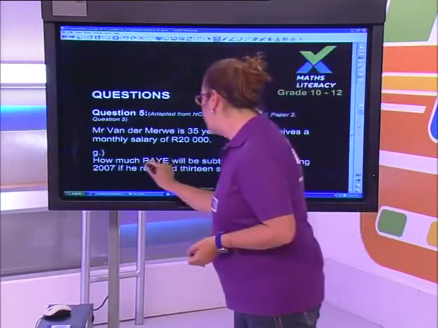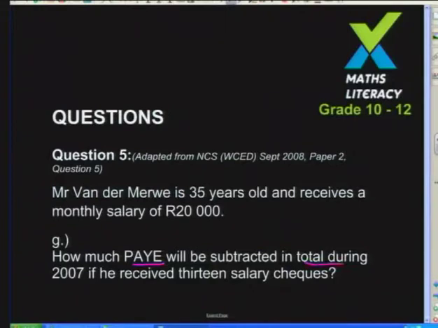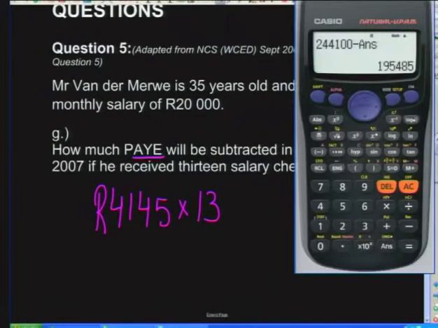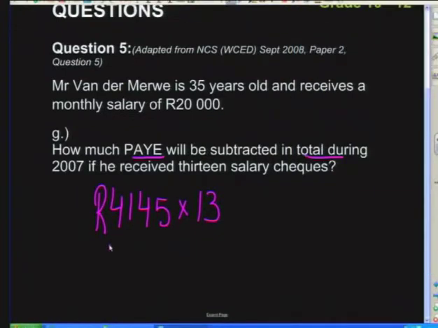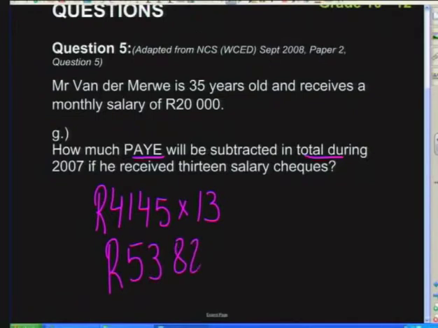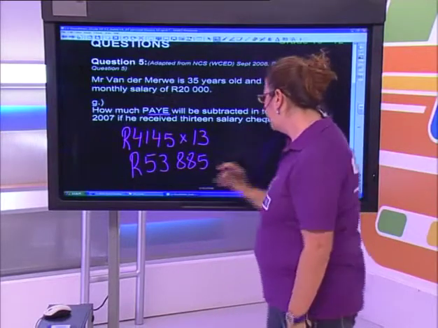Next part of the question is, how much PAYE will be subtracted in total during 2007 if he received 13 salary checks? Well, we're going to take that 4,145 and times it by 13. And get our calculator out. 4,145 times 13, and we get 53,885. So in total, he is paying 53,885. That is what he's paying every month to the receiver over the year.